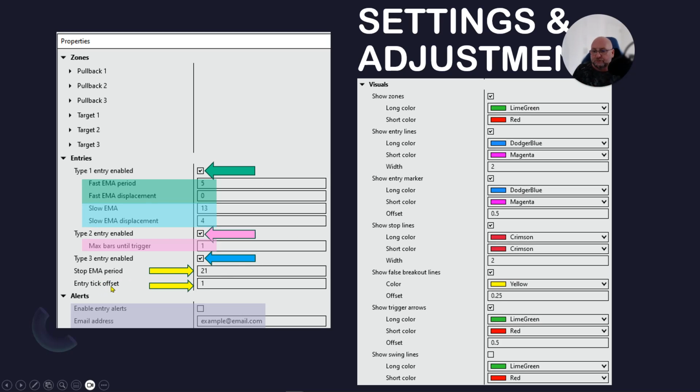The entry tick offset is basically once we print the signal candle and we say buy, type 1 buy, the start line for the trade where you place your stop market order is 1 tick above. You can change that to 2 or 3 ticks if you wish. Again, default is 1 because that's where we believe is the right setting for that entry.